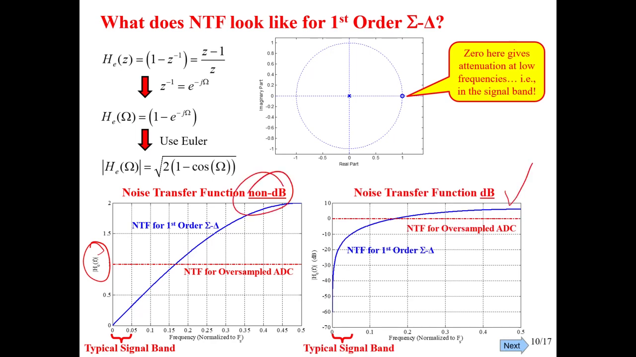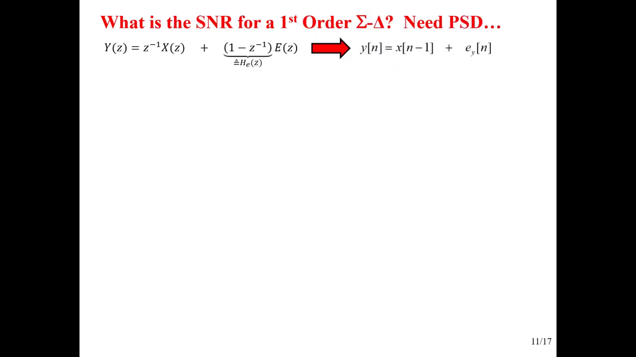Here's the dB plot. We can see that in this range where we would be wanting to suppress the noise power, we're getting minus 10 dB and more attenuation in that region. So that's good. It's not the best we can do, but that's pretty good, and it'll be better than this. So let's analyze this to see what happens. What is the SNR that we get? Well, we need the power spectral density.